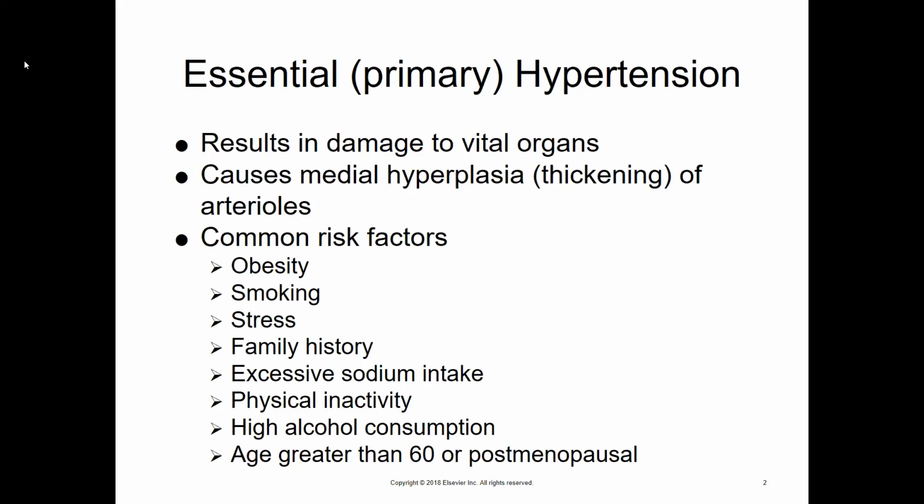So essential hypertension, patients that have this type of hypertension can have damage to vital organs. Some common risk factors for hypertension: obesity, smoking, stress, family history, excessive sodium intake, and you can read on for those. So the desired blood pressure for ages 60 and above is 150/90. And then for people younger than 60, it is 140/90. Now that is coming from the Iggy book. Might be different in your fundamentals book, I'm not sure.